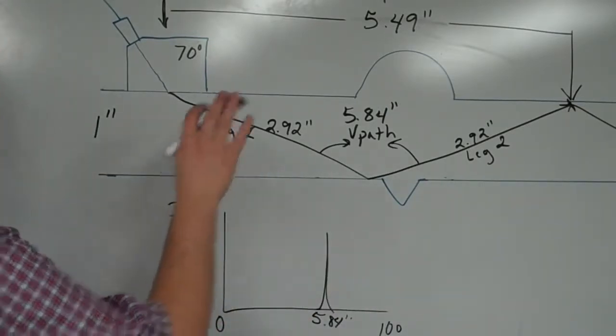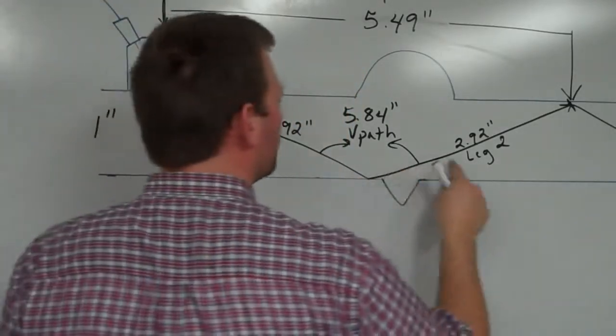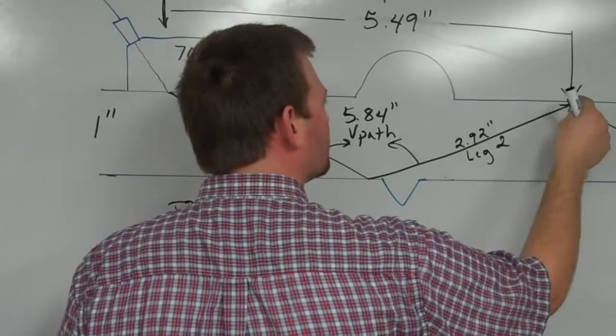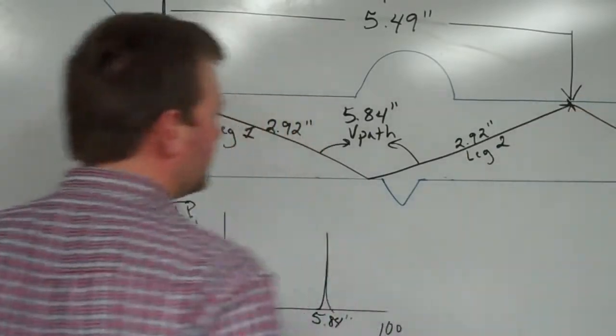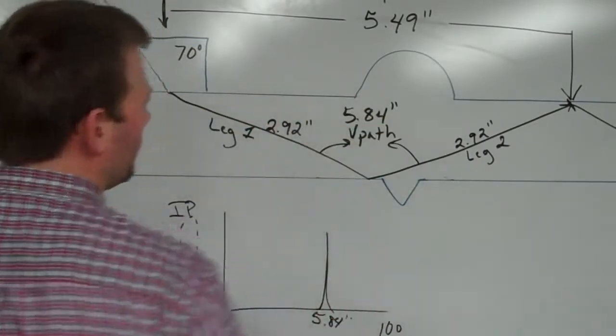But since there's not, we're just looking for this distance so we know where the sound enters, where it bounces at the bottom, and then where it's going to bounce again at the top and head back down. That way, we can control our distance away from the weld.